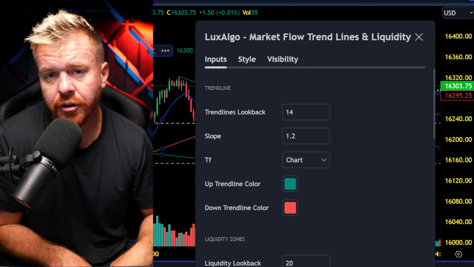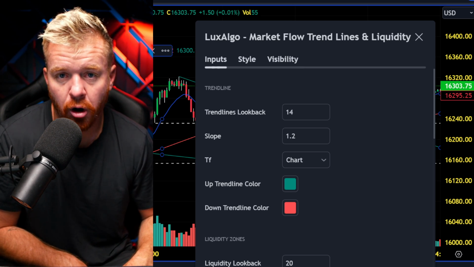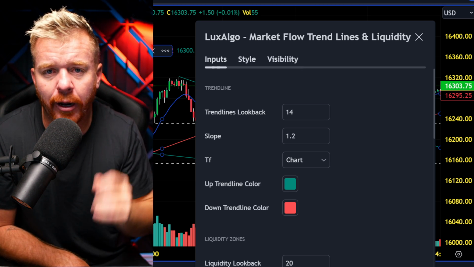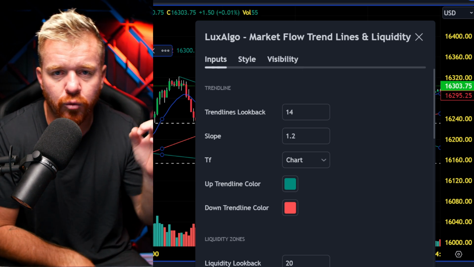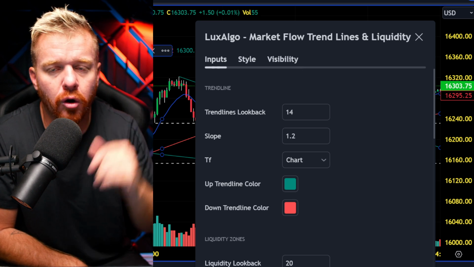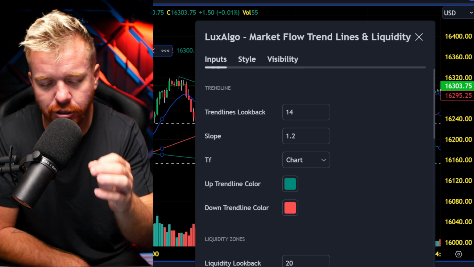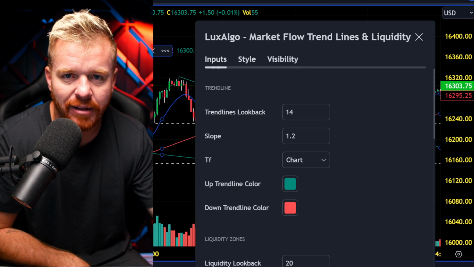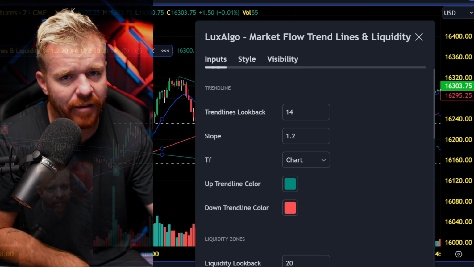Today, we're going to talk about the all-new LuxAlgo Market Flow Trend Lines and Liquidity indicator that you can use for free right on TradingView. I'm going to show you how to set it up and the overall idea of how it works, what you should look for, and things that you could do to avoid false breakouts. Let's get right into it, my friends.